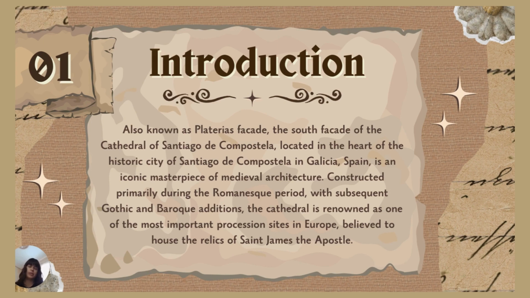This iconic masterpiece of medieval architecture was constructed primarily during the Romanesque period and subsequent Gothic and Baroque additions. The cathedral is the most important procession site in Europe and is where the relics of Saint James the Apostle are located.